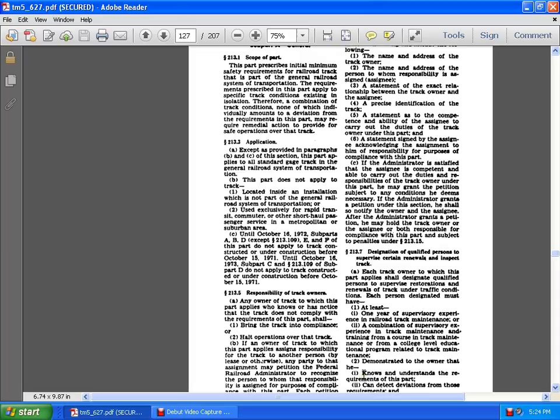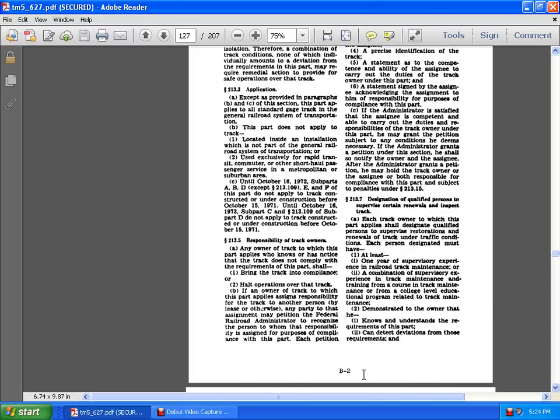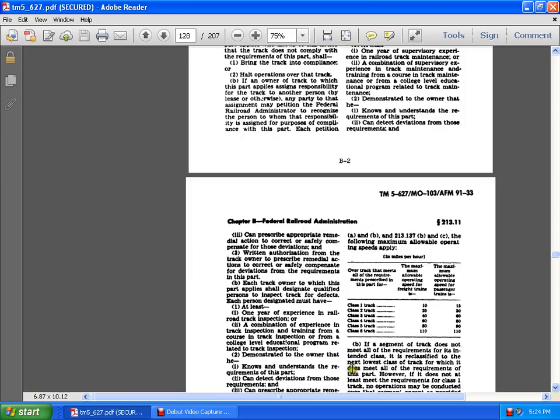requirements of this part, can detect deviations from those requirements, and can prescribe appropriate remedial action to correct or safely compensate for the deviations. Each designated person must have written authorization from the track owner to prescribe remedial actions to correct or safely compensate for deviations from the requirements in this part. Each track owner to which this part applies shall designate qualified personnel for inspecting track for defects.